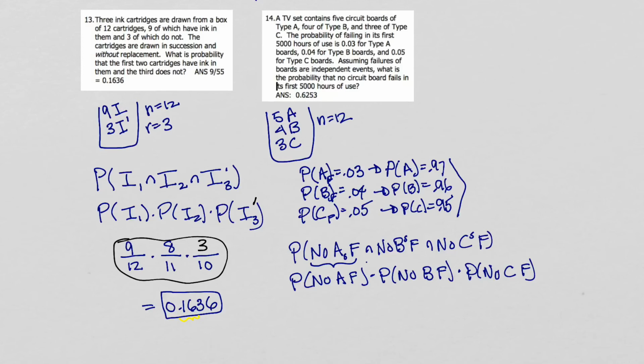All right, now, no A's failing. The first, second, third, and fourth, and fifth can't fail. So we're going to have no fails, 0.97, and there's 5 of those. Times, now this is no B's failing. The probability of B not failing is 0.96, and we've got 4 of those. And then C not failing is 0.95, and there's 3 of those. Right? Do you see where that's coming from? No fails for A. So the first one doesn't fail, and the second, and the third, and the fourth, and the fifth. So there's 5 of those 0.97s being multiplied.